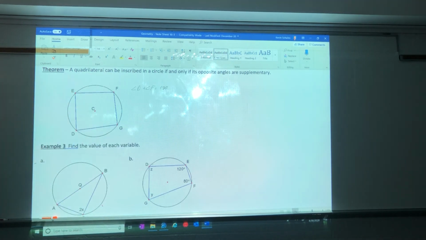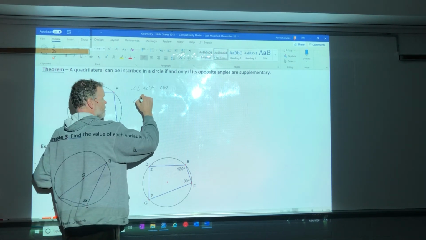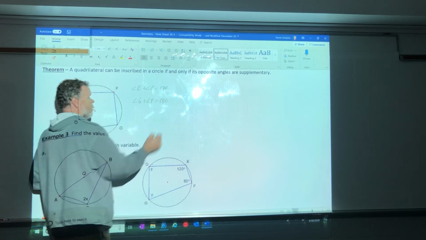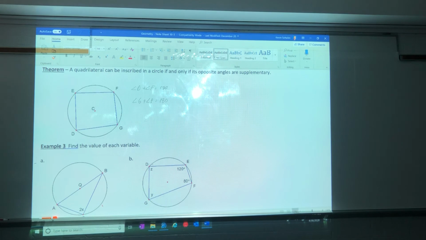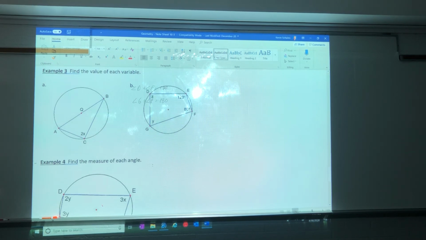And also angle G plus angle E also have to equal 180 degrees. That's basically what we're talking about when we talk about opposite angles. All right, let's look at some examples that are basically going to sum up what we've done to this point.